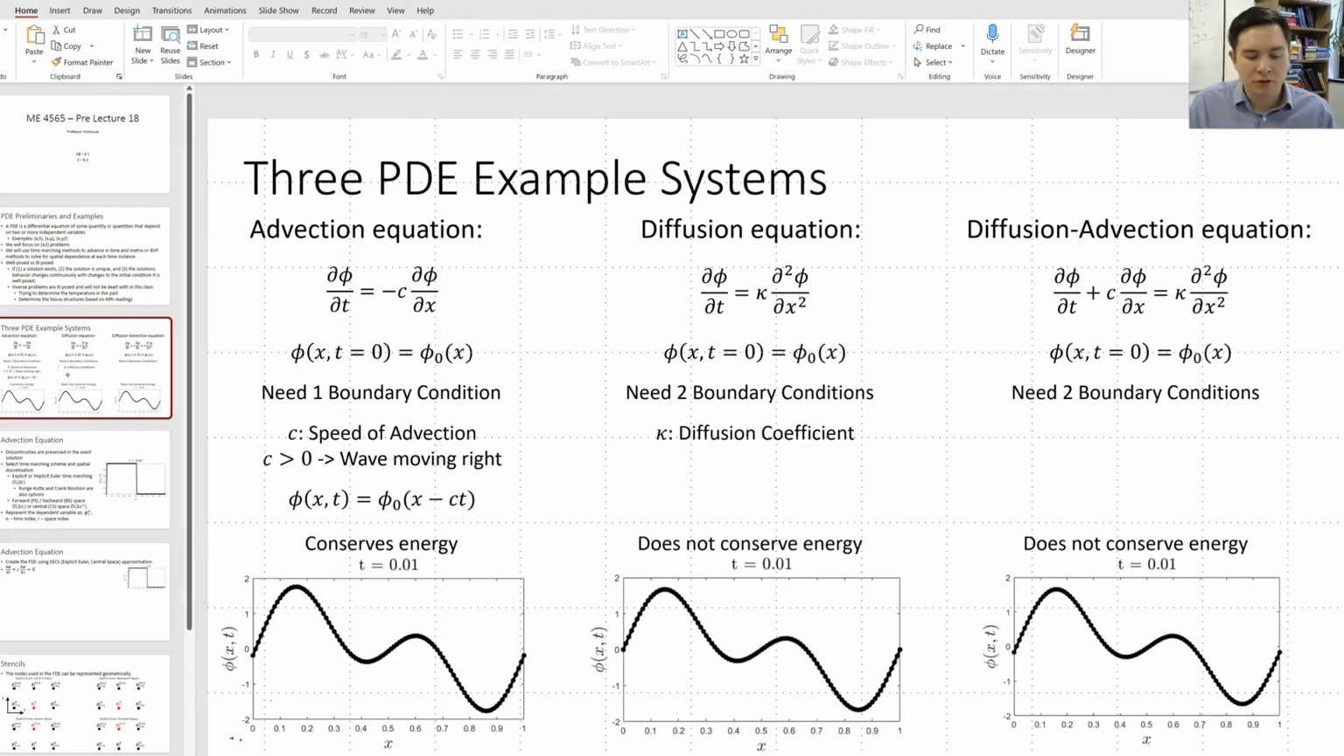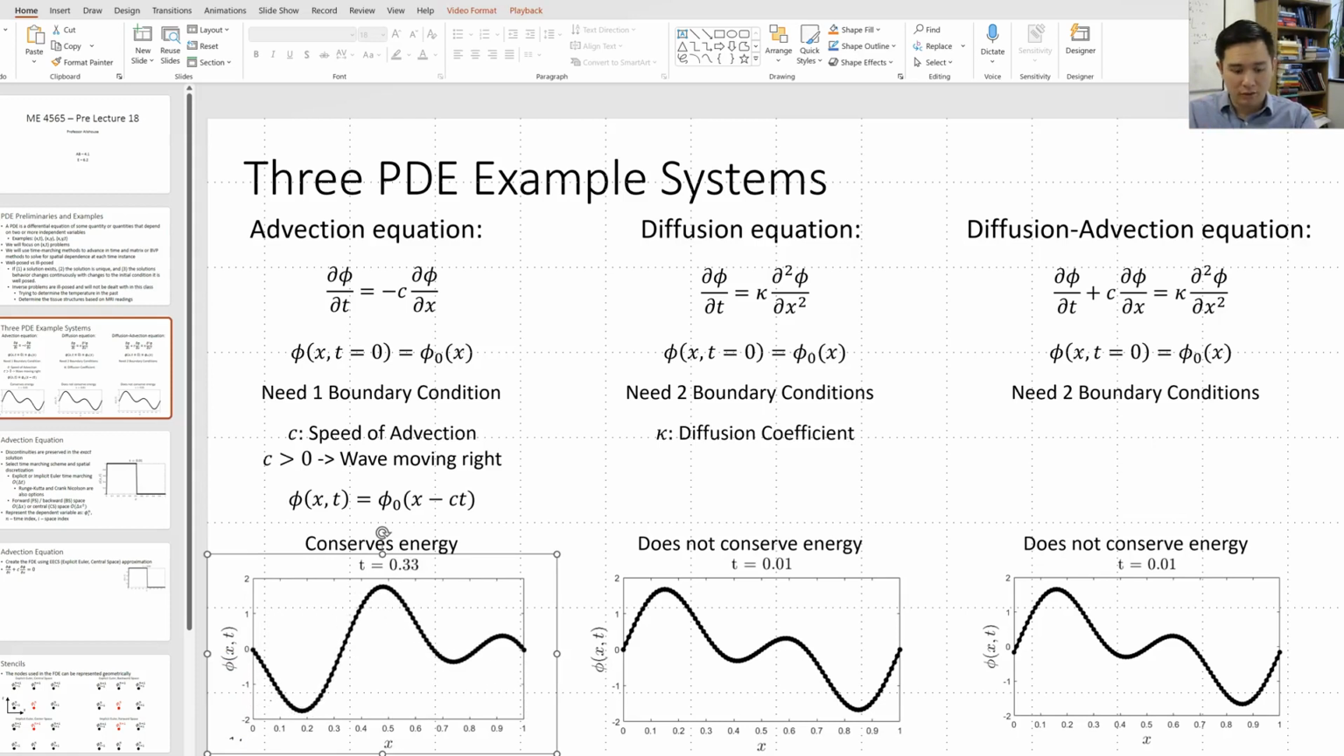The first system is called the advection equation. The advection equation is simply dφ/dt equals minus c dφ/dx, where c is some sort of wave speed. This actually has an analytic solution: given an initial condition φ0 at time t equals 0, the analytic solution is simply φ as a function of x and t equals φ0, using the variable combination x minus ct. Effectively this allows our solution to be simply a translating wave at a given wave speed.